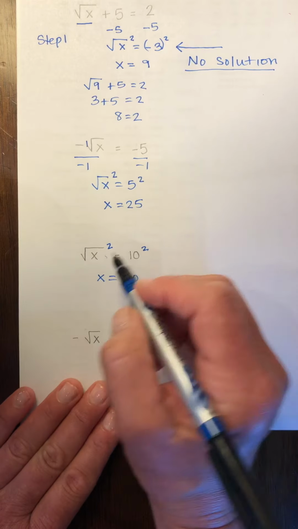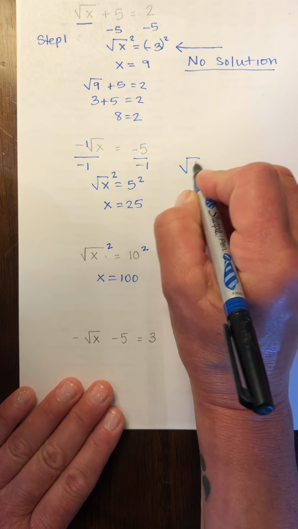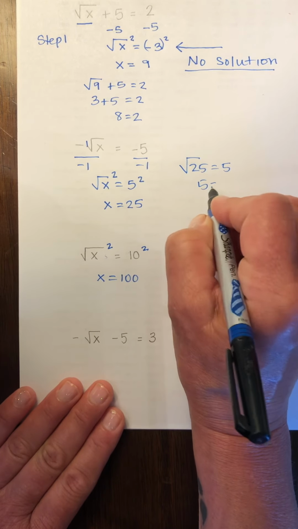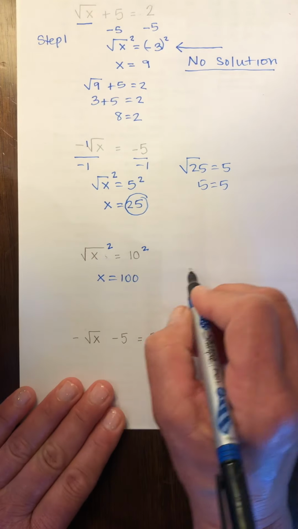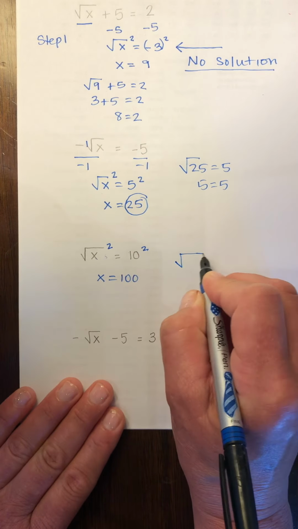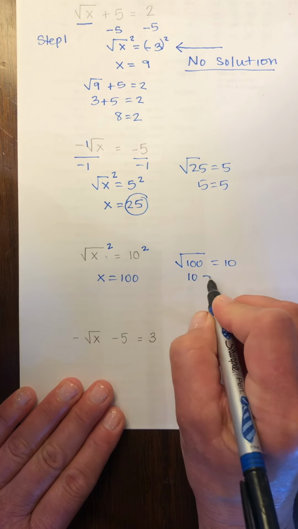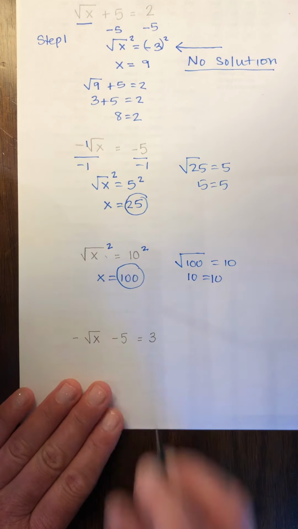Because you see, if you tested that, just like I did, I forgot to go back and test this one, the square root of 25 is 5. So that is a true statement because 5 does equal 5. So the answer is just 25. If I tested this one, the square root of 100 equals 10. That's true because the square root of 100 is 10. 10 equals 10. So that is the answer you would type in.